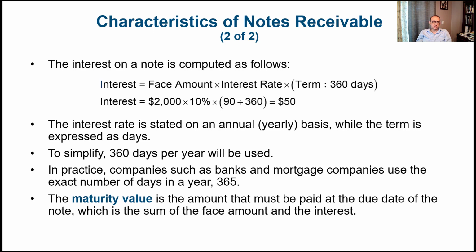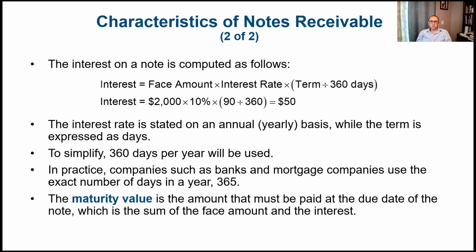So the interest rate is stated on an annual rate, yearly basis, while the term is expressed as days. To simplify, 360 days per year will be used. In practice, companies such as banks and mortgage companies use the exact number of days in a year, which is the 365 days, as I mentioned. So the maturity value is the amount that must be paid at the due date of the note, which is the sum of the face amount, which is the $2,000, and the interest, which is the $50.